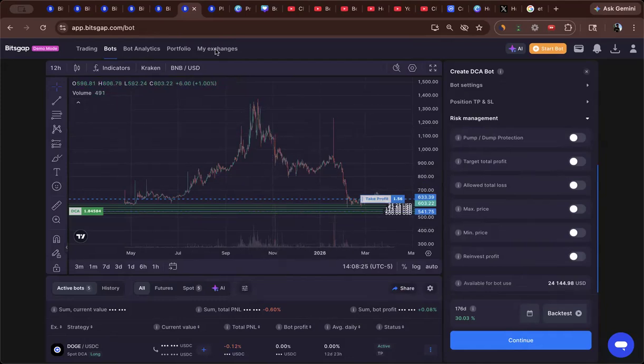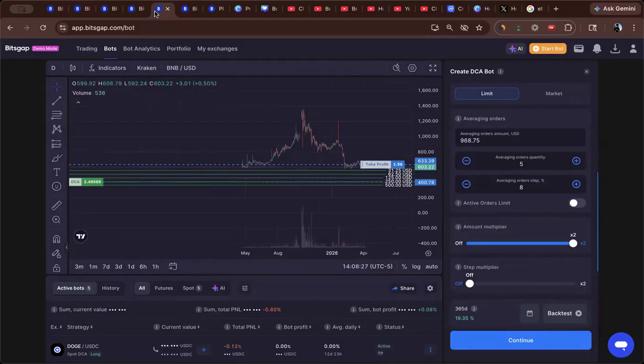All right, so hopefully that helped you figure out, based on your risk tolerance and your market savviness, I would say, which BNB bot settings would be the best for you in 2026.